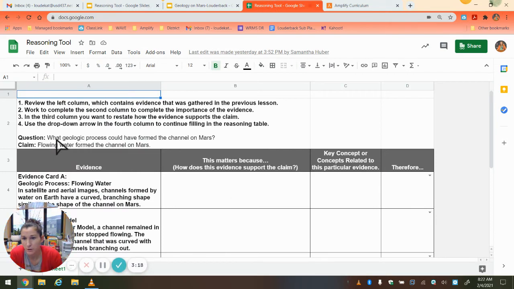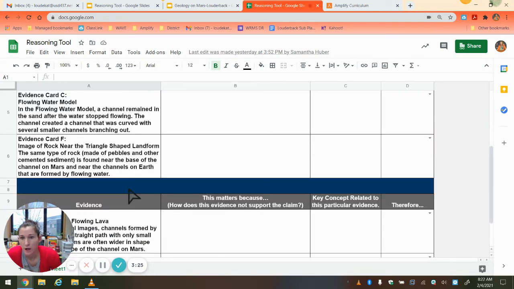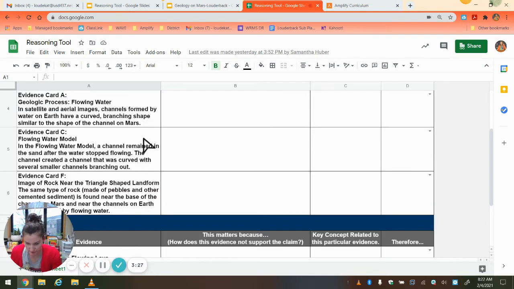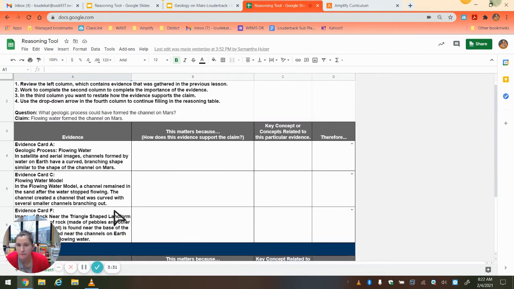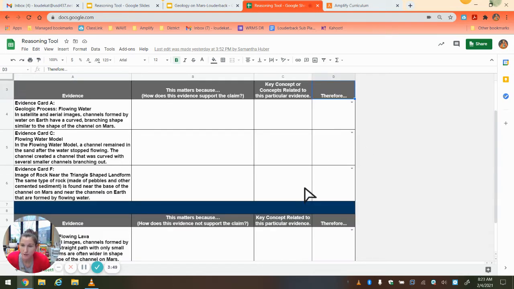I've got your question: what geologic process formed the channel on Mars? I have our claim: flowing water formed the channel on Mars. Below, let me zoom out here, the first three pieces of evidence are in support of the claim. You're going to read the cards here and discuss how each supports the claim. Then you're going to find out which key concepts are related to that claim. Then you'll use the drop-down arrow and select the sentence that best fits.